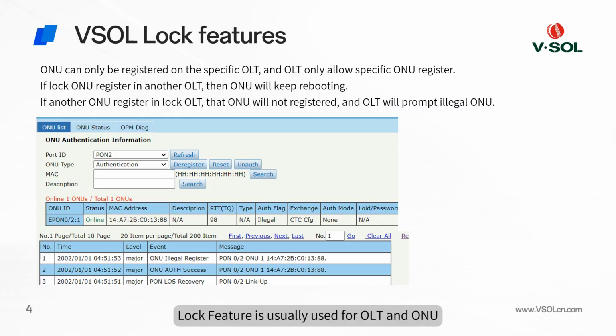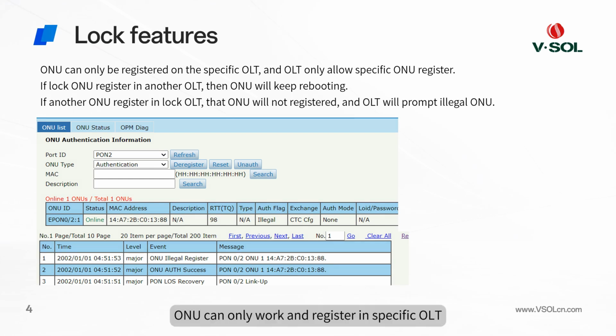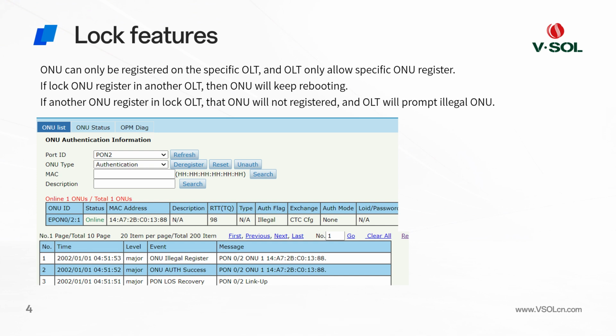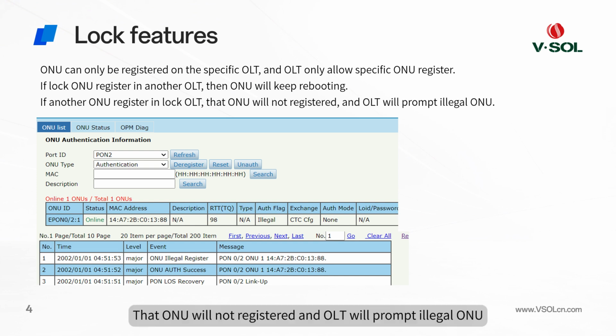Lock feature is usually used for OLT and ONU. ONU can only work and register in a specific OLT. Also, OLT only allows specific ONU to register. If a lock ONU registers in another OLT, that ONU will keep rebooting, so it can't register in another OLT. If another ONU registers in a lock OLT, that ONU will not register and OLT will prompt illegal ONU.